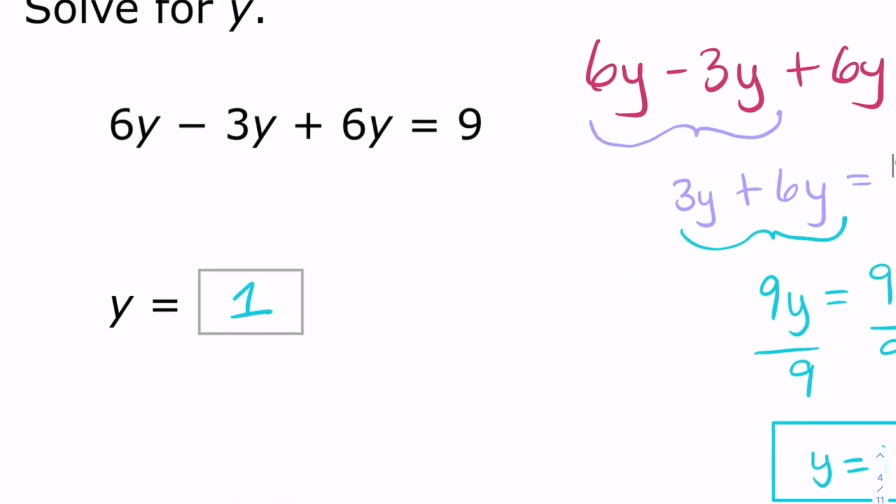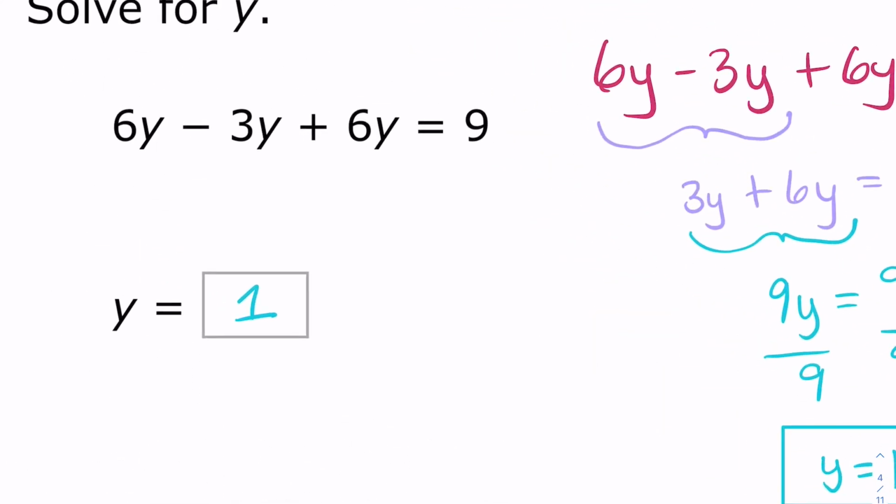All right, I can check my work. 1 times anything is itself, so it's 6 minus 3 plus 6, and that is the number 9.